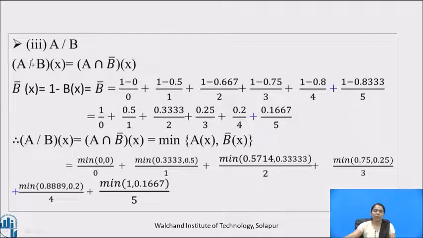Last one is A by B. According to the definition, it is A intersection B bar at x. So let us calculate B bar of x as 1 minus B of x, which is 1 by 0 plus 0.5 by 1 plus 0.3333 by 2 plus 0.25 by 3 plus 0.2 by 4 plus 0.1667 by 5.